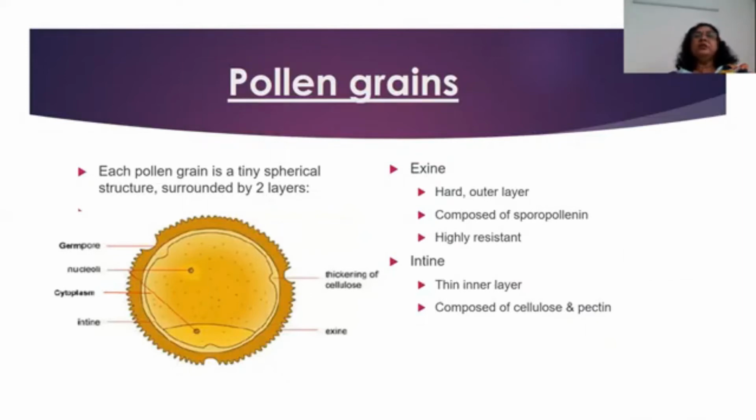Talking about the second layer, the inner layer is made up of intine, and this intine layer is made up of cellulose and pectin.